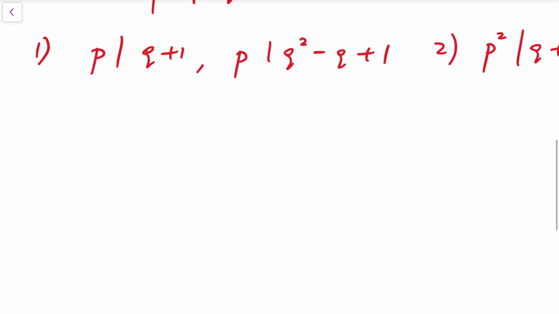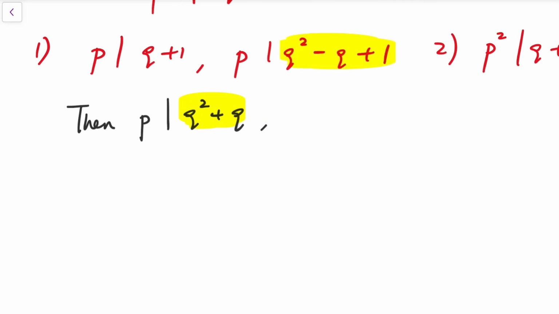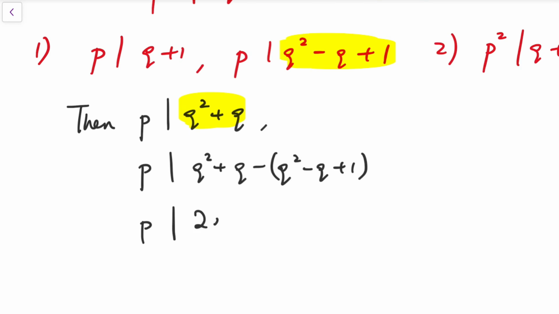For the first case, we know that both q plus 1 and q squared minus q plus 1 are multiples of p. So I'm going to do some algebra on these two expressions. Firstly, for the first divisibility, I'll rewrite that as p divides q squared plus q, which is possible because q squared plus q is simply a multiple of q plus 1. It's just multiplying it by q. Then I can subtract these two expressions, and it's still a multiple of p. Actually, I should not do the plus, but I should do minus instead. Sorry for the mistake. Which means p divides 2q minus 1.